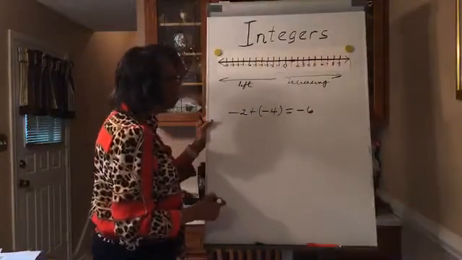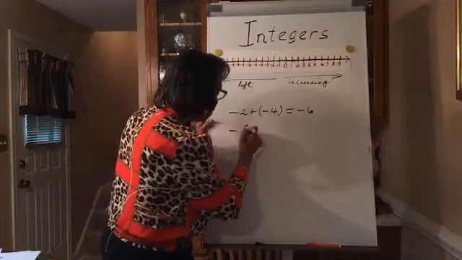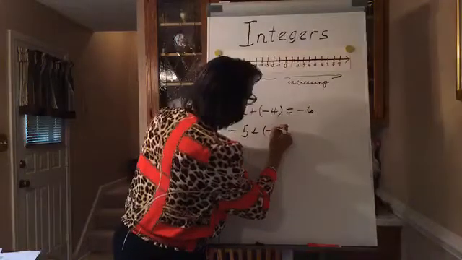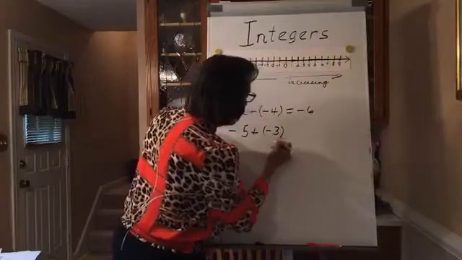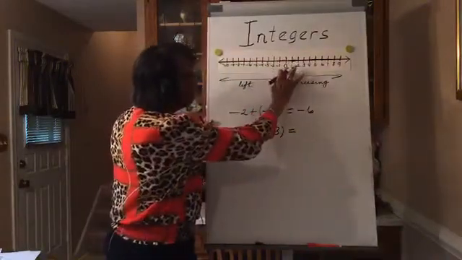All right, let's do negative 5 plus negative 3. Start at 0.